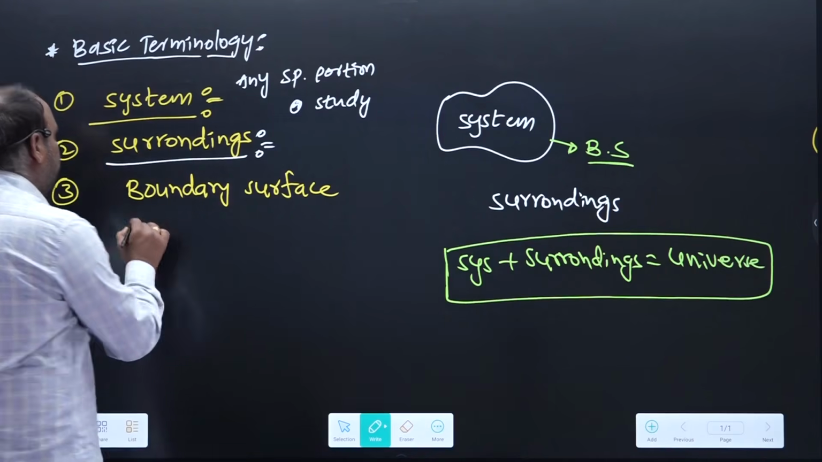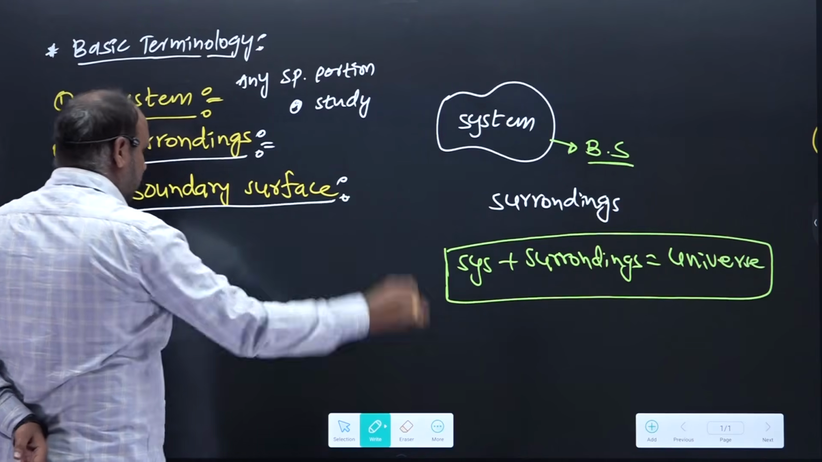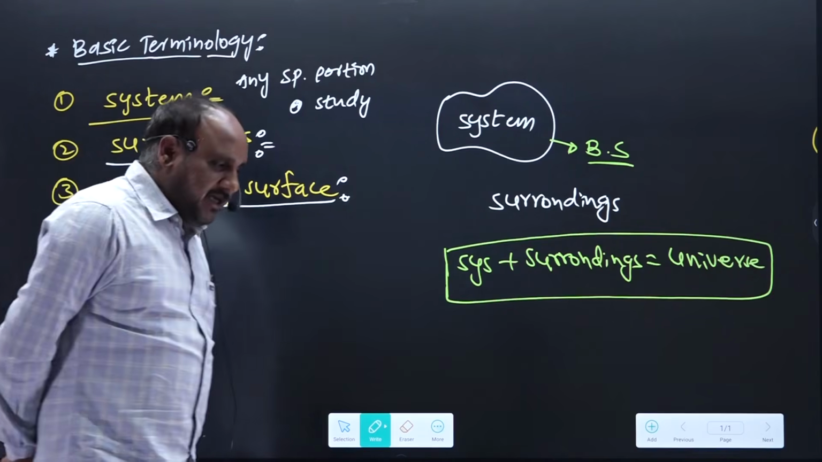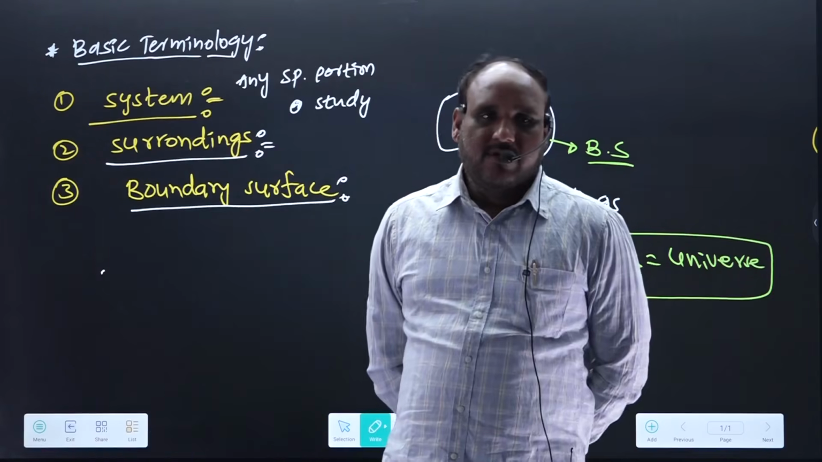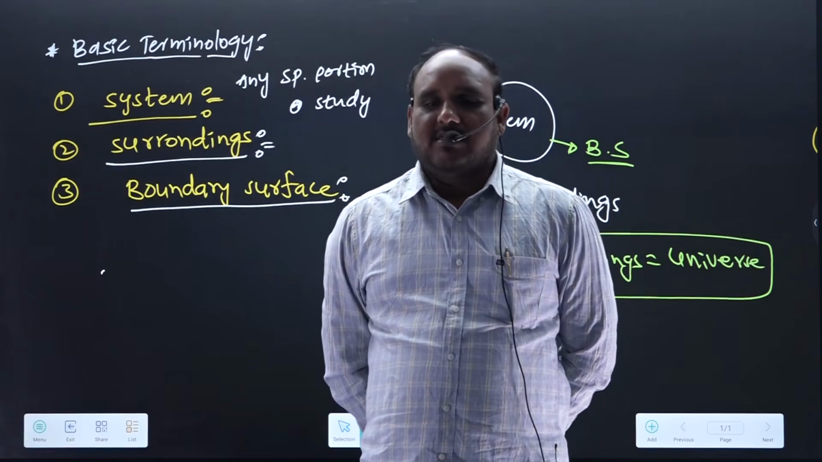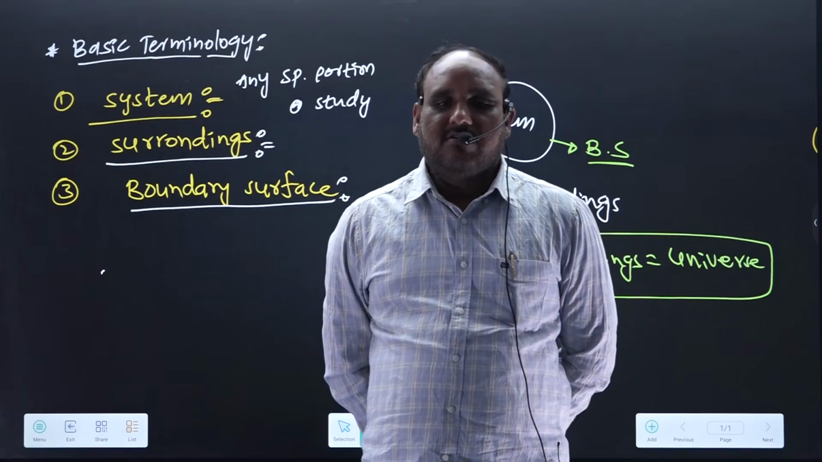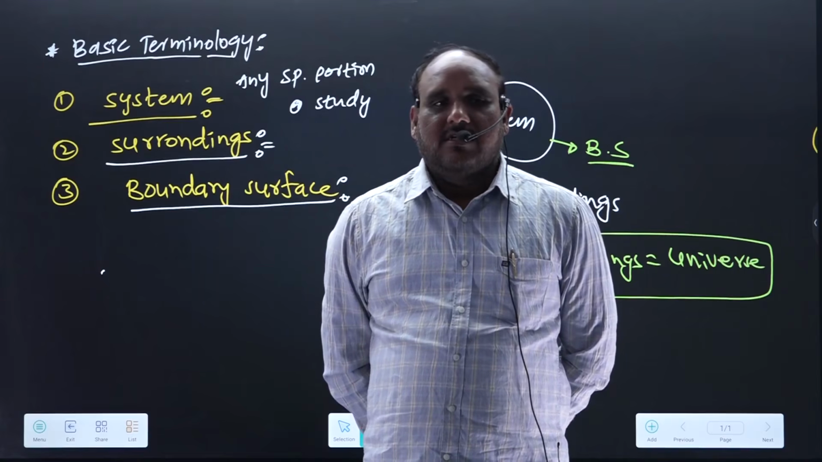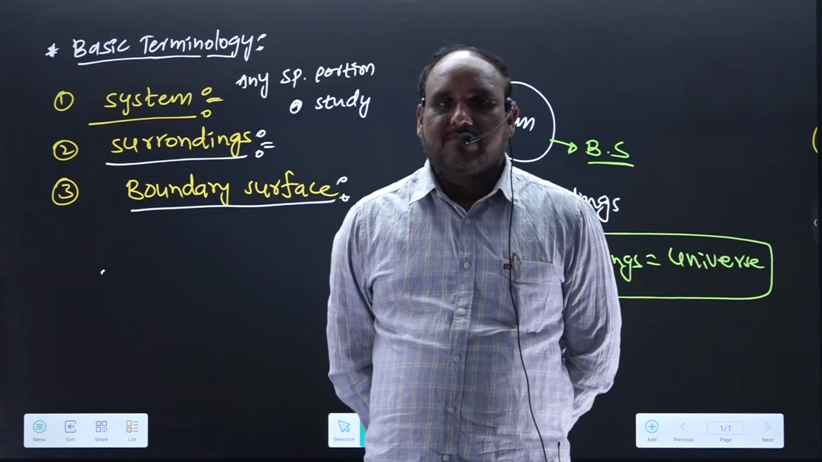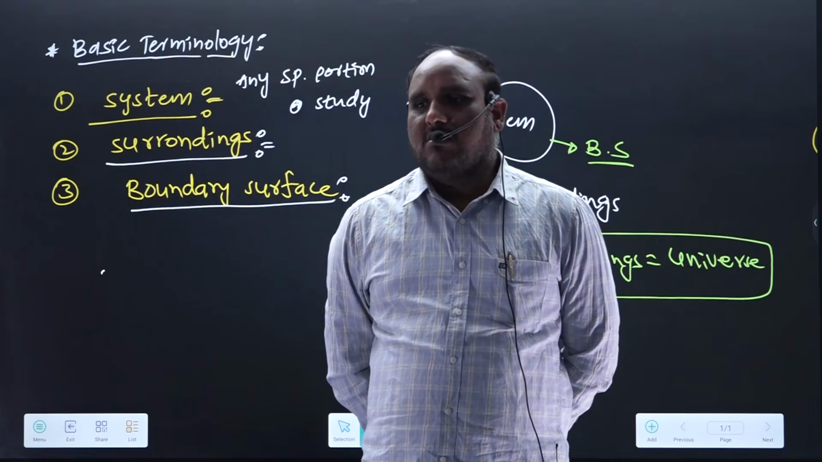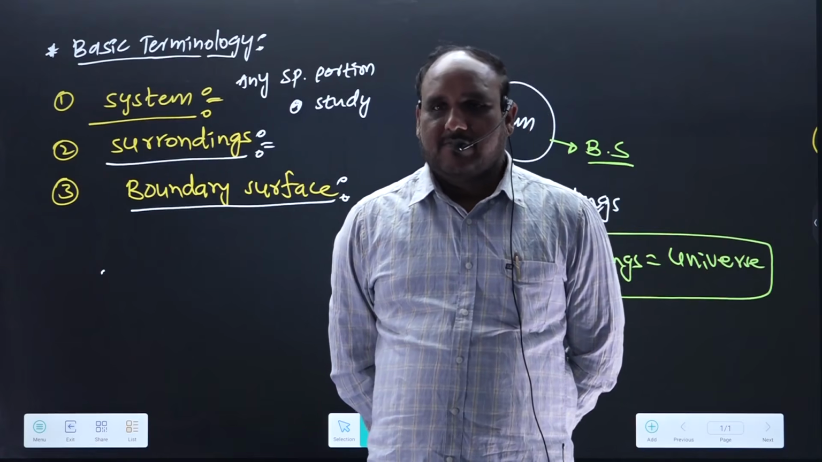Next heading, boundary surface. The area which divides system and surroundings is called boundary surface. The area which divides system and surroundings is called boundary surface, right?